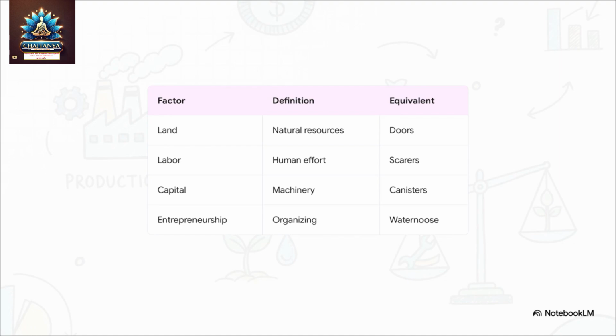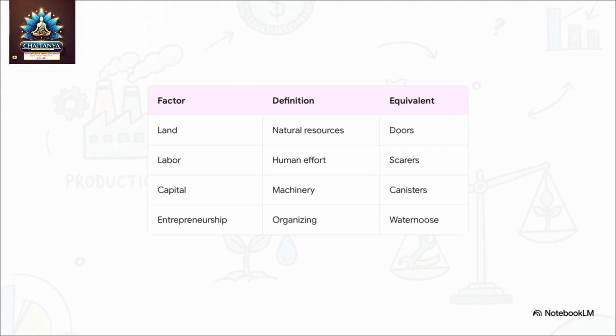First up is land, which represents natural resources. Now, in Monsters, Inc., their natural resource isn't oil or coal, it's the physical doors to the human world and the screams they harvest from them. Second is labor, which is human effort and skills. This is your scarers, like Sully and Mike, doing the actual heavy lifting.